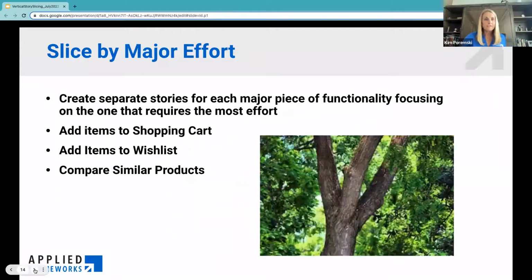And then you have slicing by major effort. This is an example where you might have chunks of functionality that are very similar or have commonalities, or building out one might then bring you to building out the other, but you still want to make sure that you're splitting out that work. So for example, adding items to a shopping cart and adding items to a wish list are probably very similar in nature, and one's going to build off of the other, but they are different enough that you don't want to mesh all of that together. You want to separate that out.